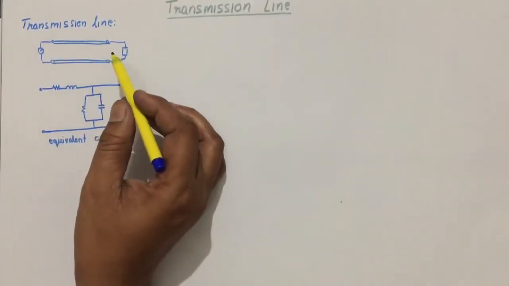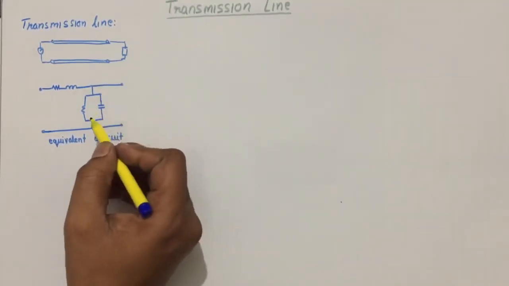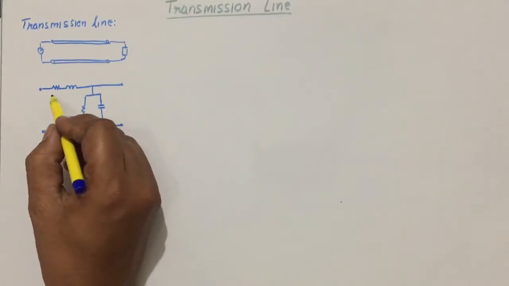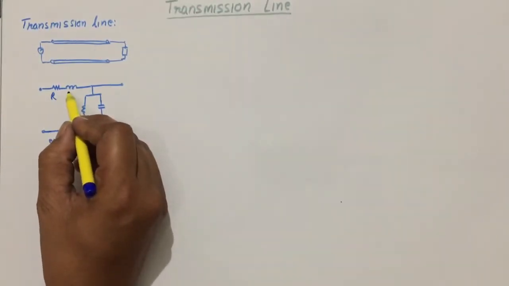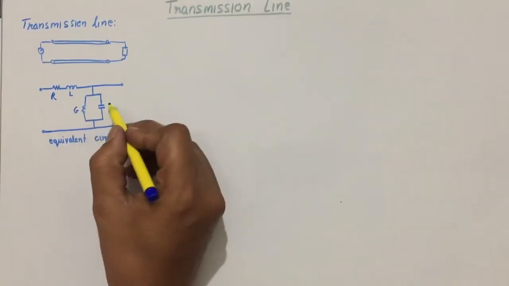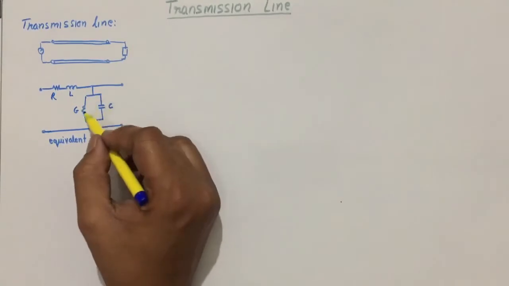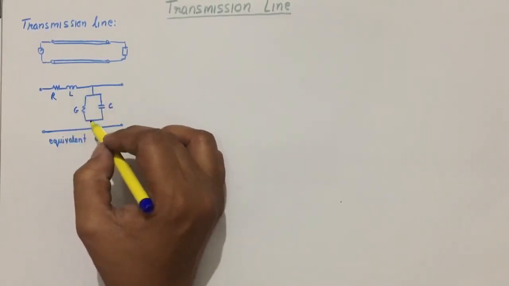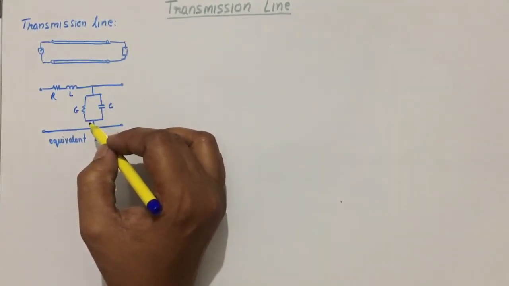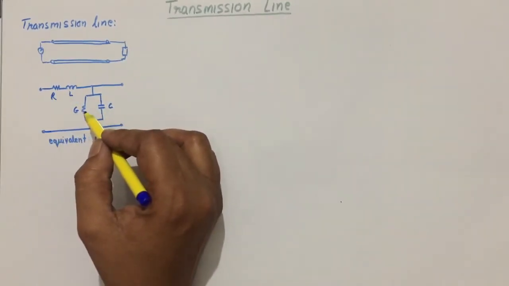Now if we try to find the equivalent circuit of the transmission line, then we can find that it has resistance, inductance, conductance and capacitance. These are the primary parameters of the transmission line. These are also known as primary constants of the transmission line.